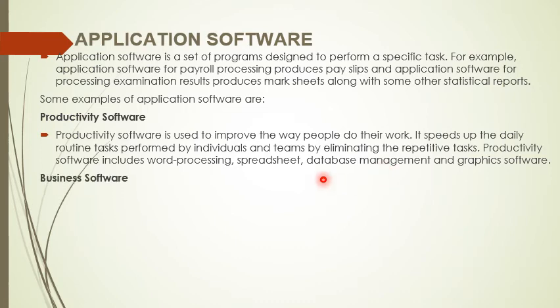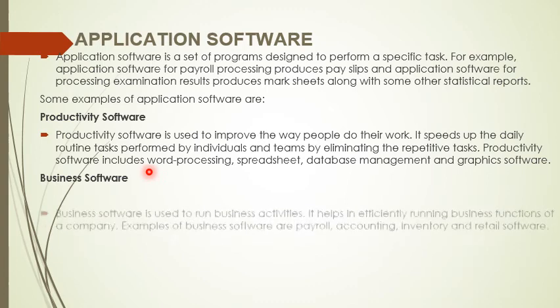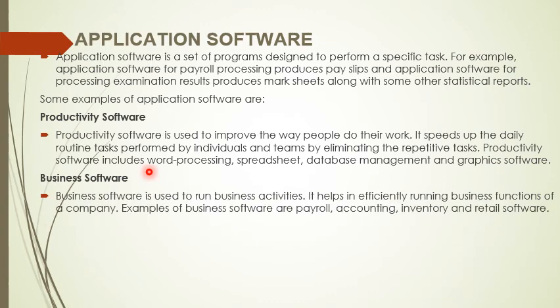Next one is business software. Business software is used to run business activities. In a business, basically a company is doing business. So what do they need? Maybe they need a payroll system, maybe an inventory system, maybe retail software. For payroll, we have some software. For accounting or inventory, we have some software.